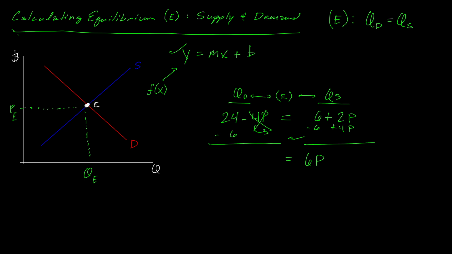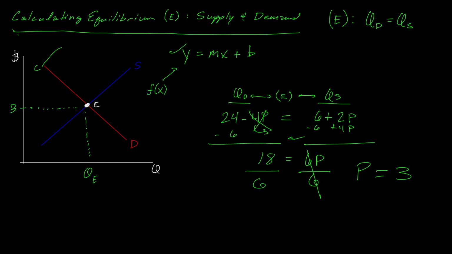So it's not 30, it's 24 minus 6, not 24 plus 6. So 24 minus 6 is 18. Wow, do I feel better about that. Okay, let's divide through by 6 to find that our price is equal to 3. So we could come over here and say the equilibrium price is 3. Okay, so now we need to find what the equilibrium quantity is.